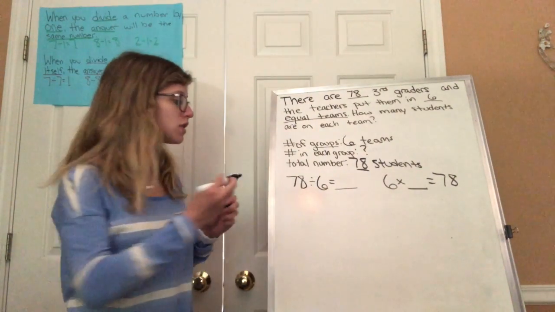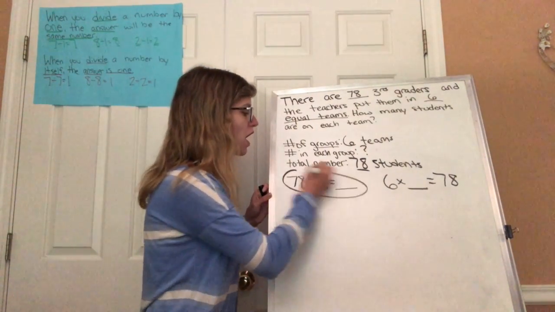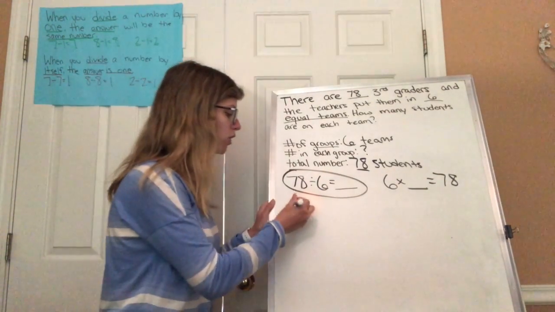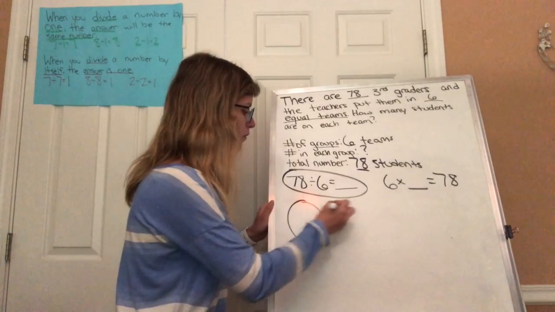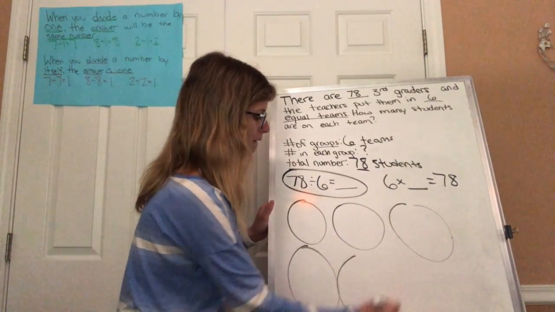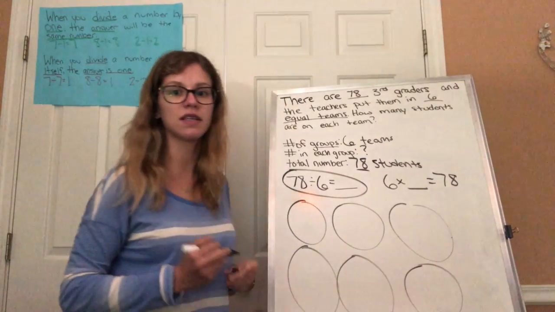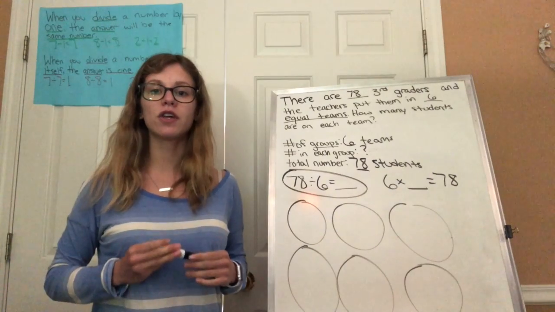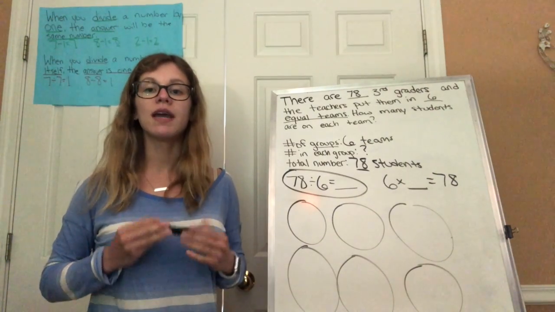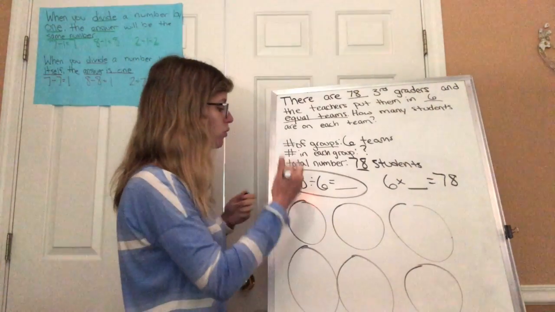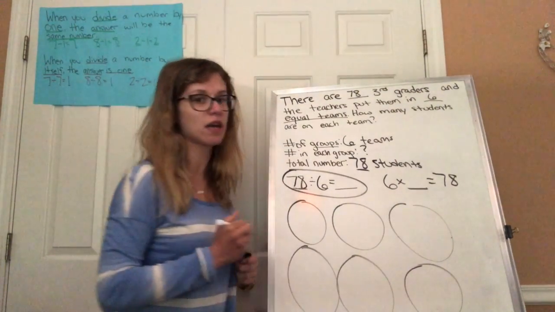So if I was to use this division problem, I know that I have 78 students that I'm putting into 6 equal groups. 1, 2, 3, 4, 5, 6 equal groups. And what's so important is while you're doing this, to make sure that you're paying attention and really being careful, because it's really easy to lose track, especially with these large numbers like 78.